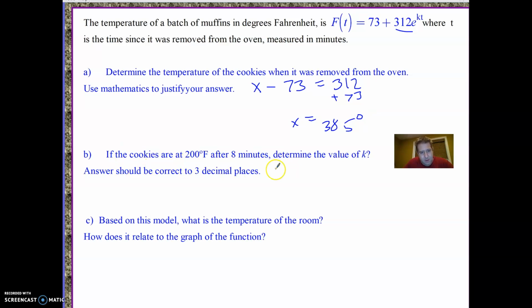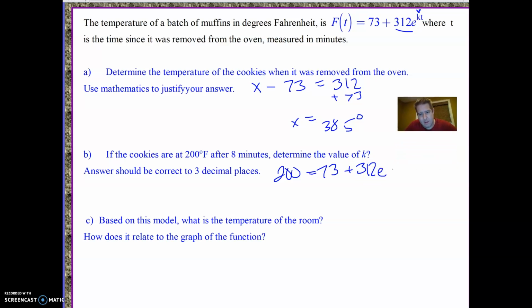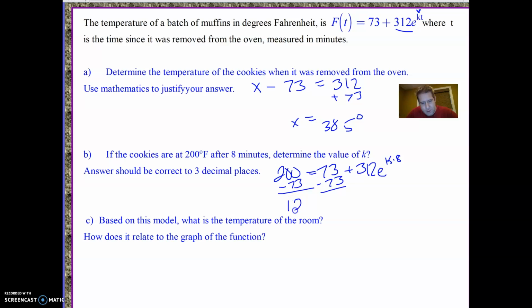If the cookies are 200 degrees after 8 minutes, determine the value of K. Okay, that's something we haven't done yet. We haven't solved for K. So 200 is the total, equals 73 plus 312 times E to the K times, we don't know K, times 8 amount of minutes. Okay, so minus 73, that's going to give us 127 equals 312 times E to the 8K.